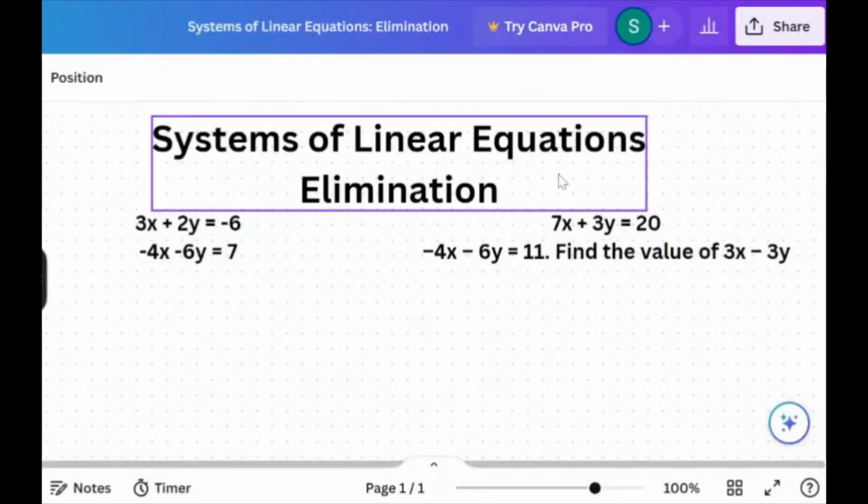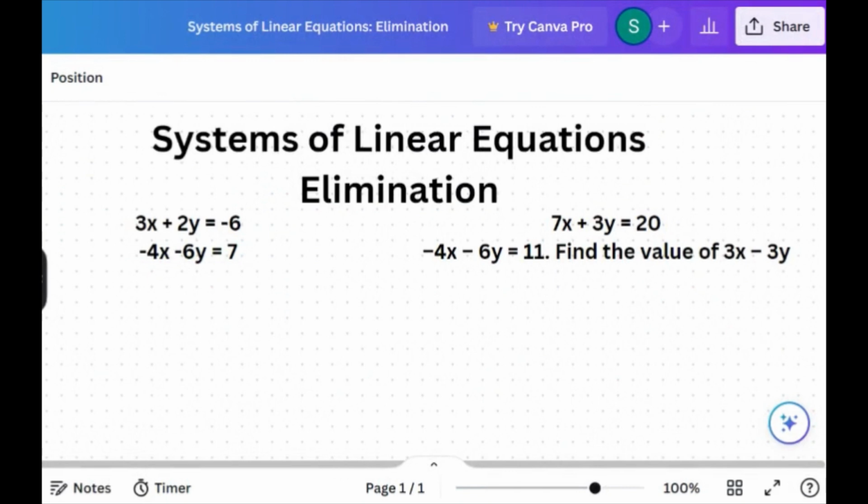Guys, welcome to SciMath, and today we are going to be talking about systems of linear equations and how to solve them through the method known as elimination. So let's get started.